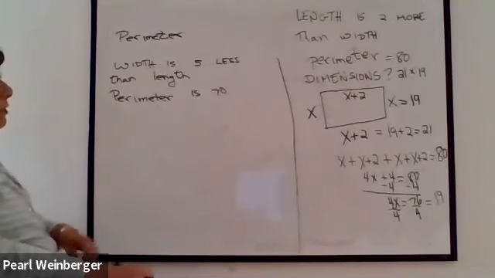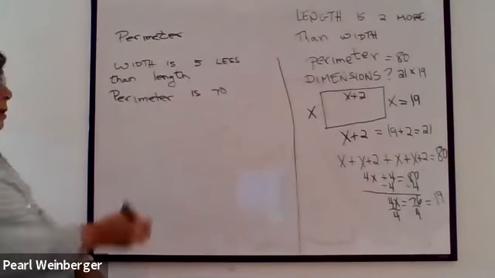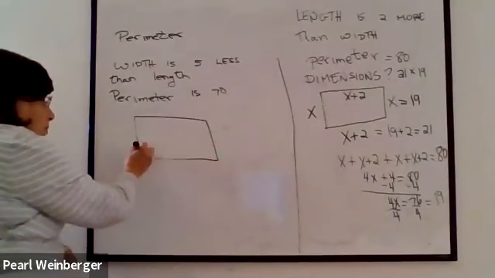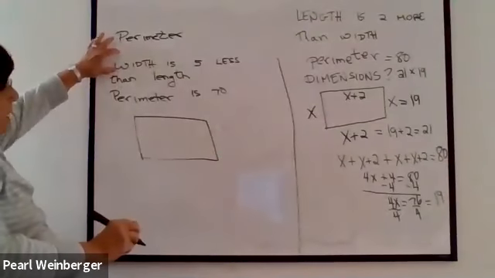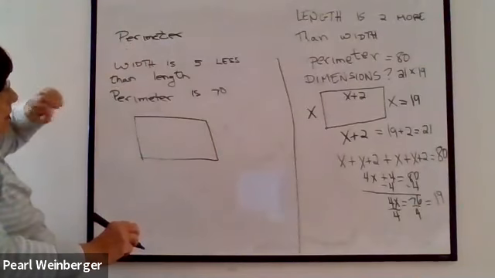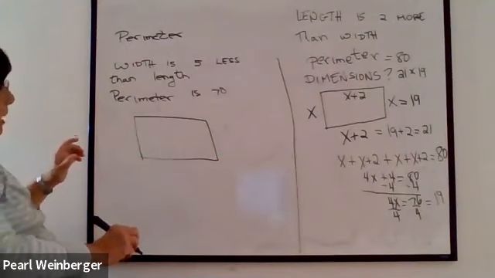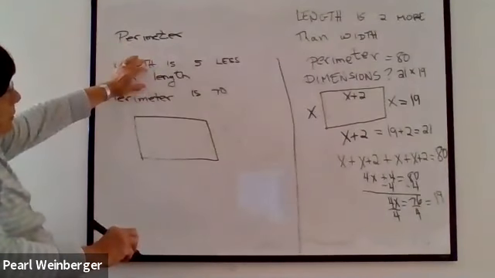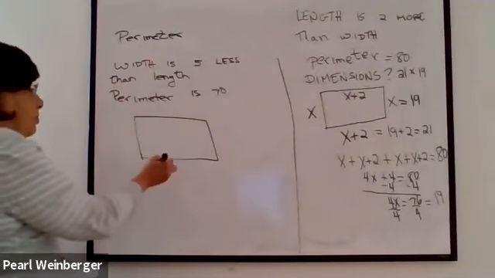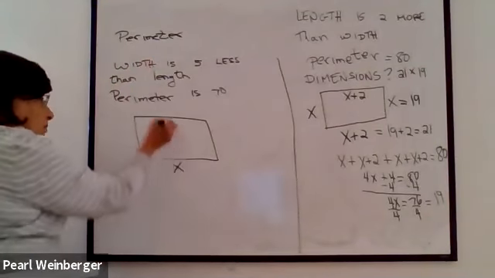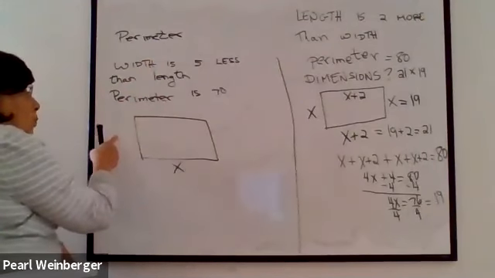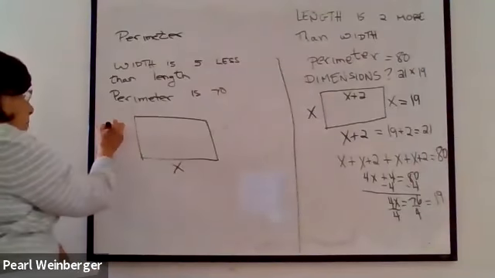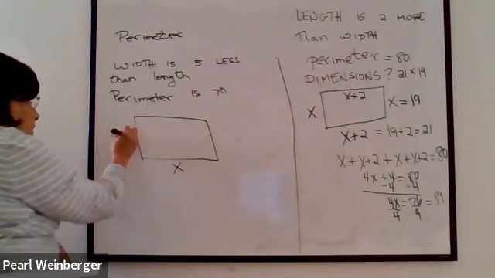Okay, let's see if we can do this together now. Here's my picture. I always like to draw a picture when we're talking about rectangles. The width is 5 less than the length. In this case, what they're giving me is the width in terms of the length. The length is the initial thing, so let's call our length x. That means our width is 5 less, so I have to subtract 5 from it: x minus 5.